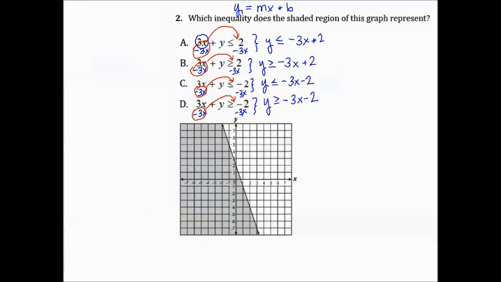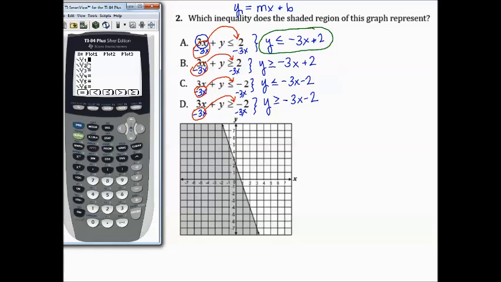Let me circle it in green so that you can see it. We're going to be doing this one first. Go to your equal symbol, press alpha, and then the matching inequality symbol, less than or equal to, right here. Scroll over to the right and type your inequality. Hit graph, see if it matches.